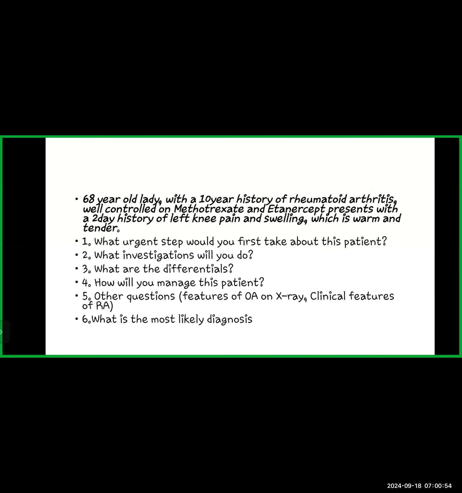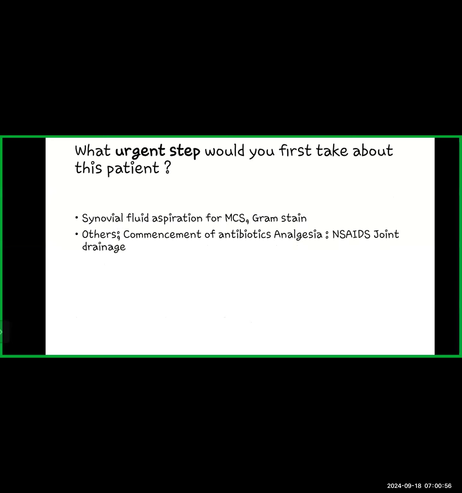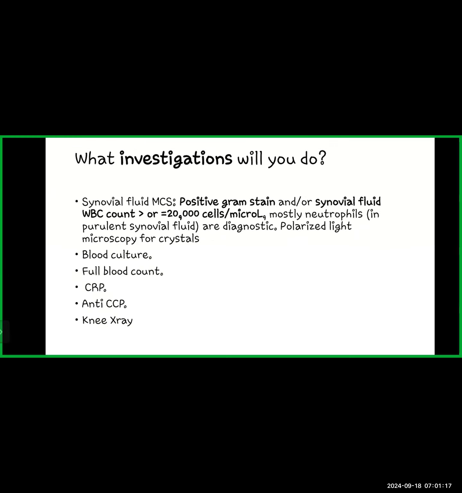Rheumatoid arthritis. What's the most likely diagnosis? So the urgent step I would first take in this patient is to do a synovial fluid aspiration for microscopy, culture and sensitivity, and a Gram stain. Others I want to do are the commencement of antibiotics, analgesia, and NSAIDs. I also want to do a joint drainage.